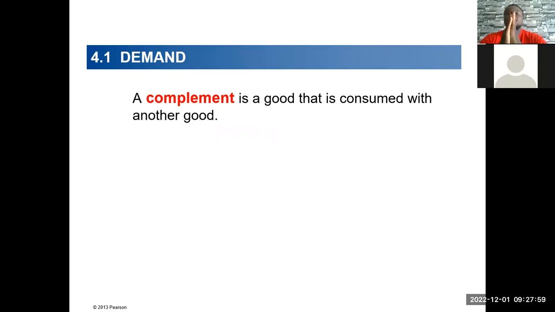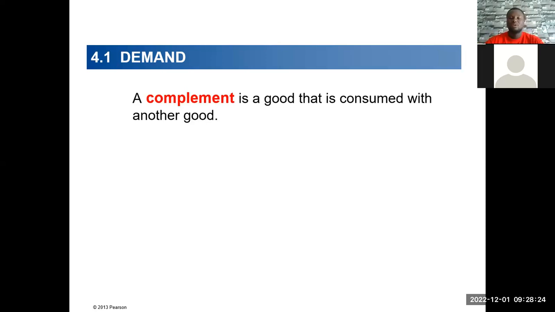They are jointly consumed. But then the imperfect ones, we can talk about a socks and a shoe. You can wear a shoe without a socks. You can wear a socks without a shoe too. But then we consume them together. But technically, one doesn't need the other. We can choose to wear one without wearing the other one. Okay. So how would the price of one affect the other?